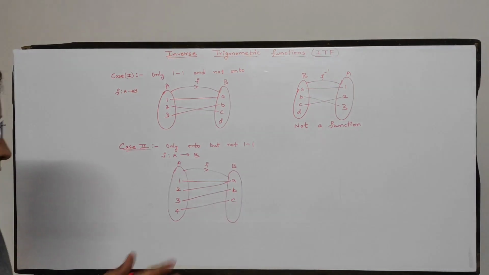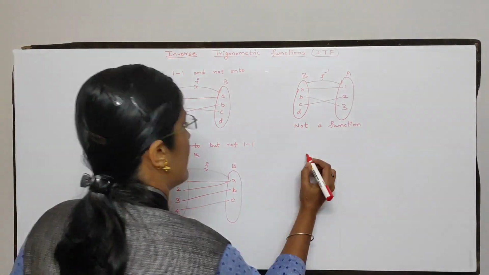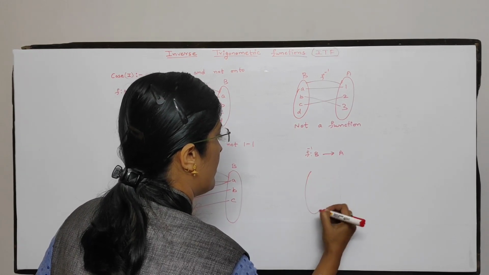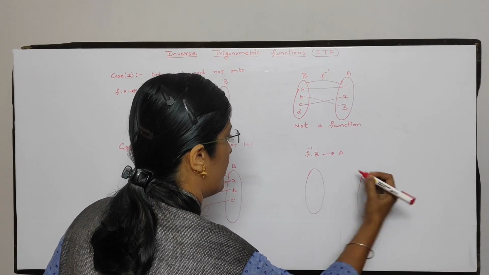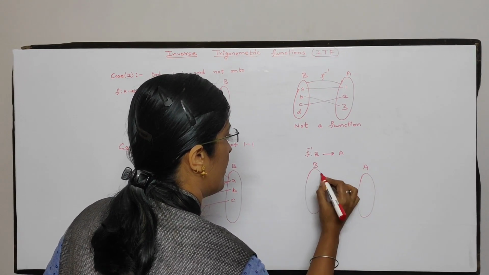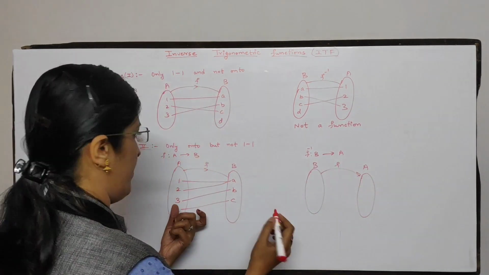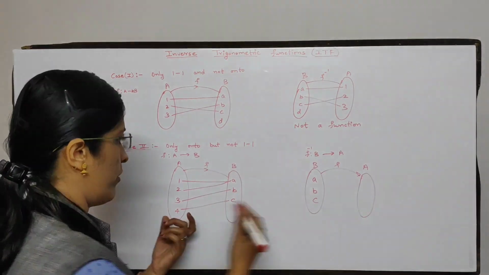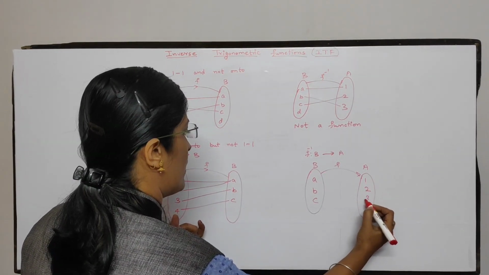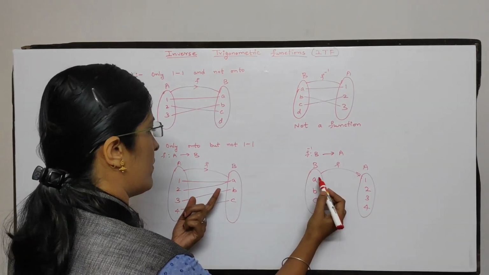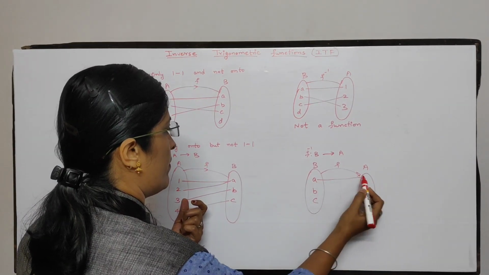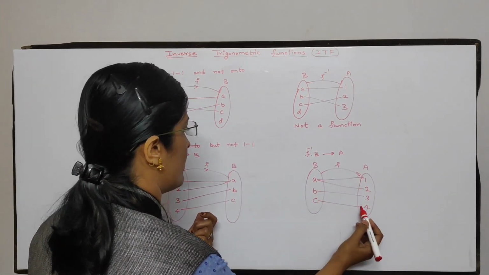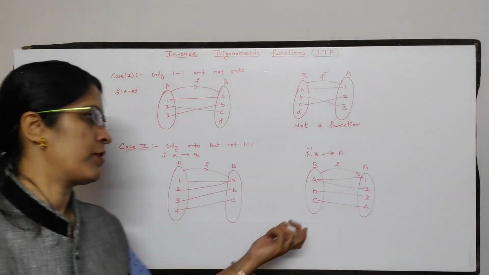Okay. Now let us check whether the inverse exists or not. F inverse, B to A. Input becomes output, output becomes input. 1, 2, 3, 4. A is connected to two elements. Whether this is a function? No, this is not a function.